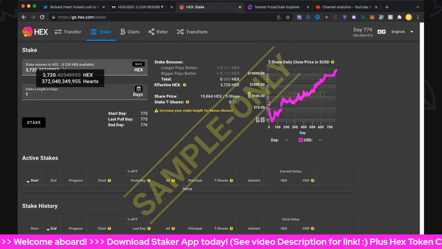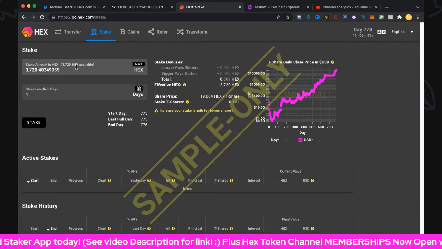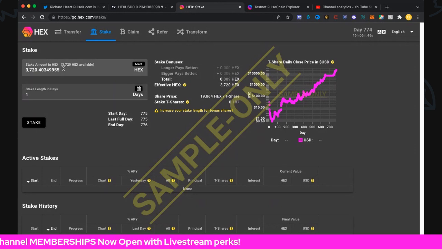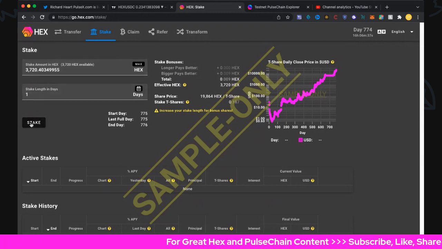I've got 3,720 hex on the PulseChain testnet. I bought that on Uniswap on the testnet version 2. It's very cool. I bought that with a bit of Pulse. It's a pretty good rate, by the way, just to let you know. So I got 3,720. I'm going to do a 1-day stake. So let's do that. We're going to click this on and click the button.